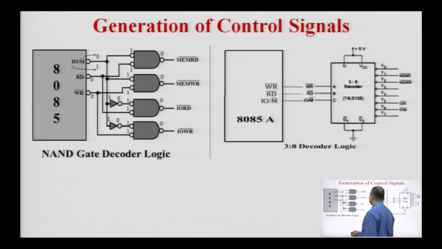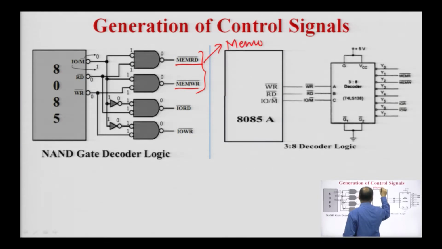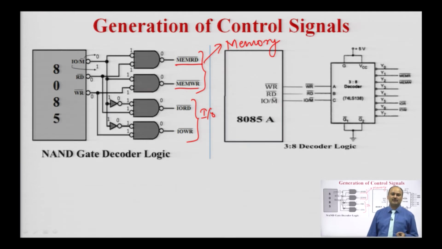These control signals are the memory related control signals, that is memory read and memory write, and the remaining two signals, that is input output read and input output write, which are the input output related control signals. These four signals can be generated with the help of input output or memory, read control signal and write control signal of the 8085 microprocessor.